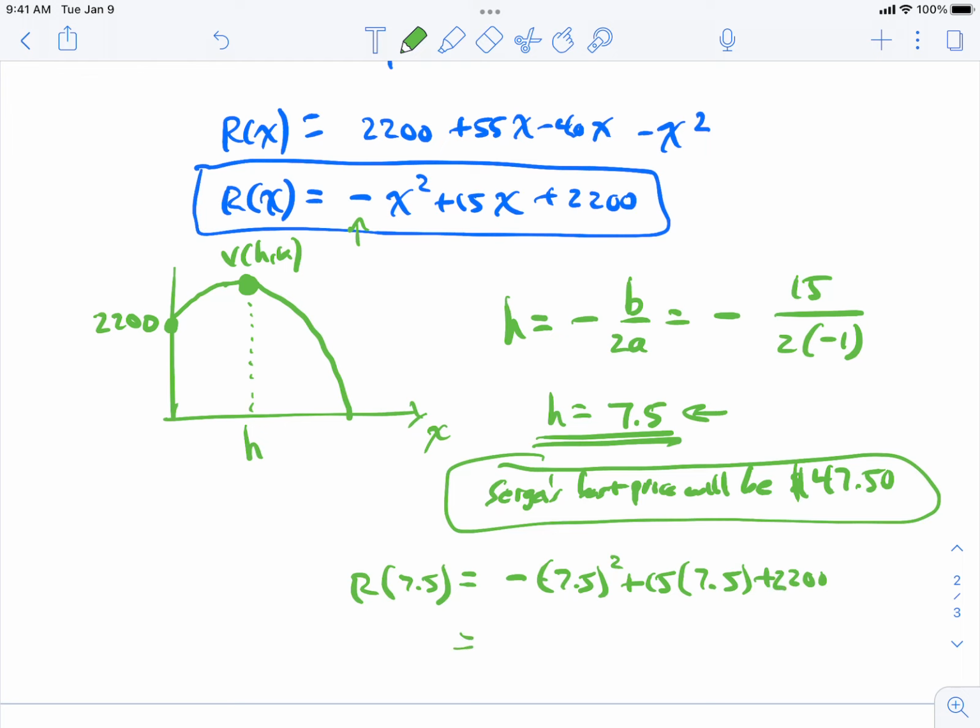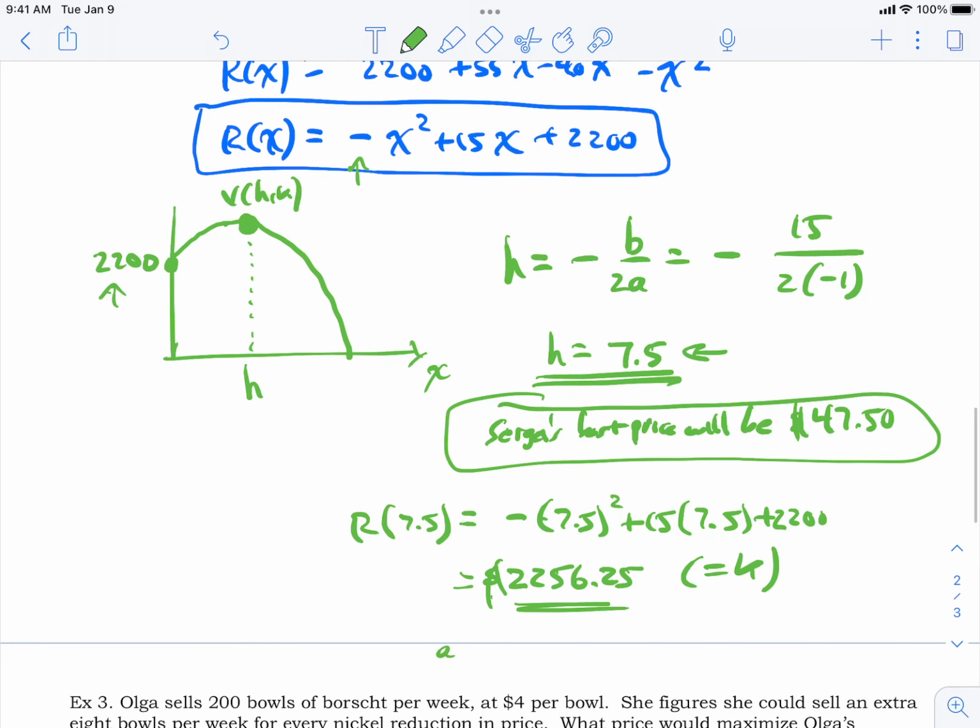And did I work that out already? I came out to 2256.25. And that, by the way, is the same as your k, right? It's the y-coordinate here. So he was making 2200, because remember when x is 0, that's your y-intercept. He was making 2200. Well, it says it right there. This is 2256, an additional... What would that be? 2256. Is that really all?